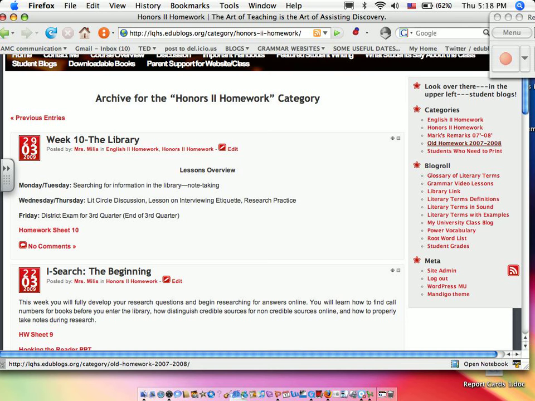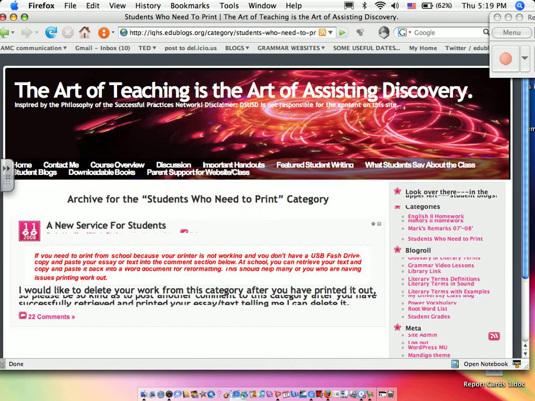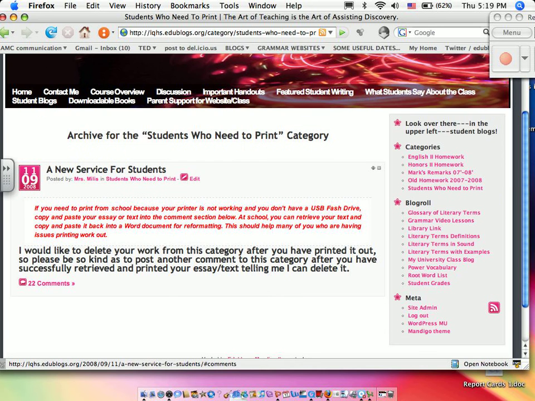One of the best resources is the page for students who need to print. When they click on that, they can upload their essays and their homework assignments that they typed at home and print those out from school. As you can see here, currently there are 22 things that have been posted for students to print out from school. These are for students who don't have printers or don't have ink at home, and it makes it completely accessible. I even have students from other classes using this service in order to get their homework turned in on time.